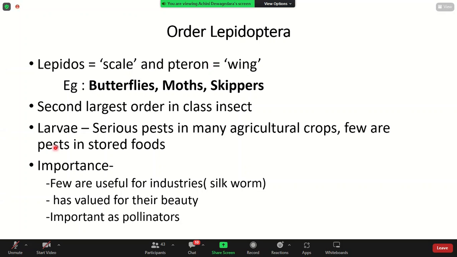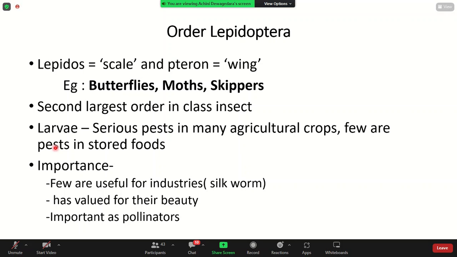So larvae is a serious pest in many agricultural crops, and some are also damaging the stored food, maybe grains, rice, or green gram or whatever. Yeah, the seeds and grains that we have stored, they damage those too. And also for the crops, right? Main damage is done by the larvae, right?